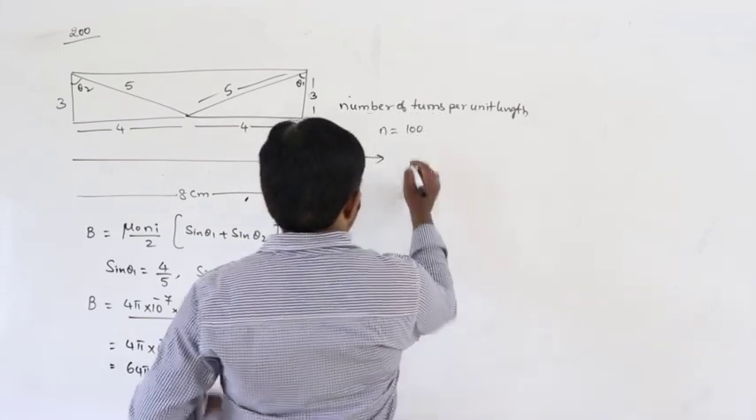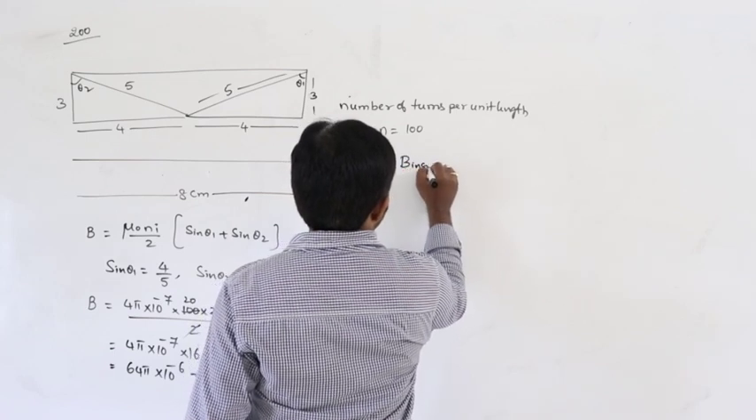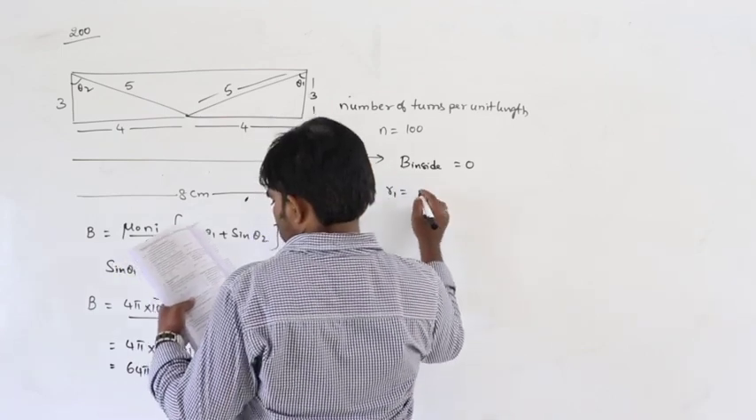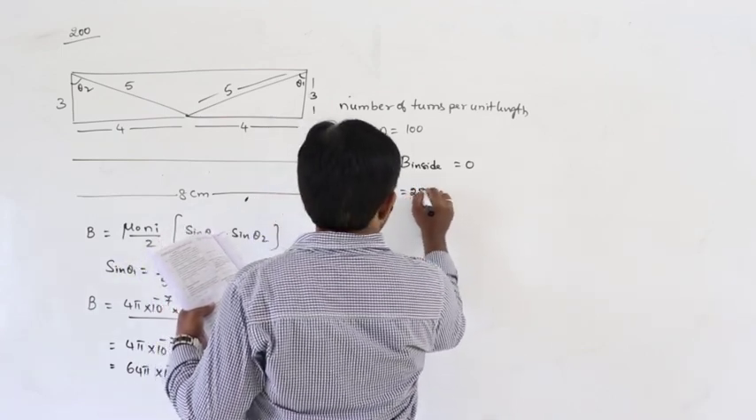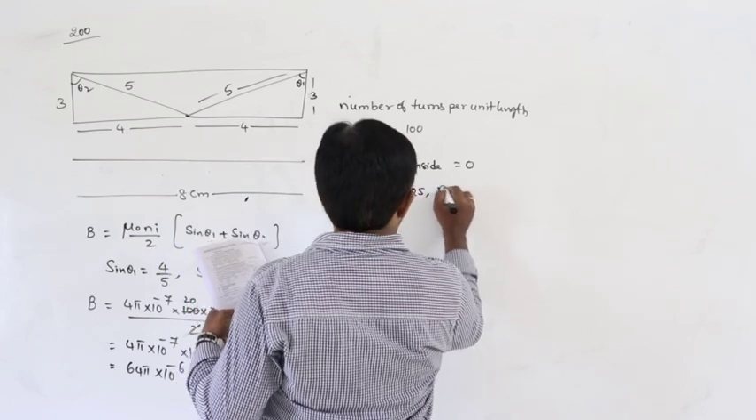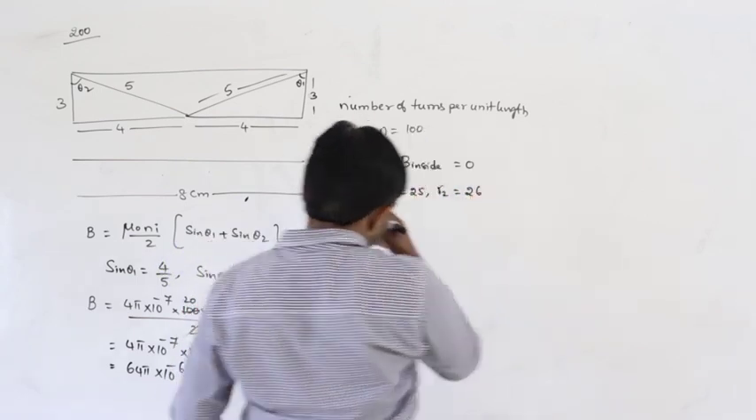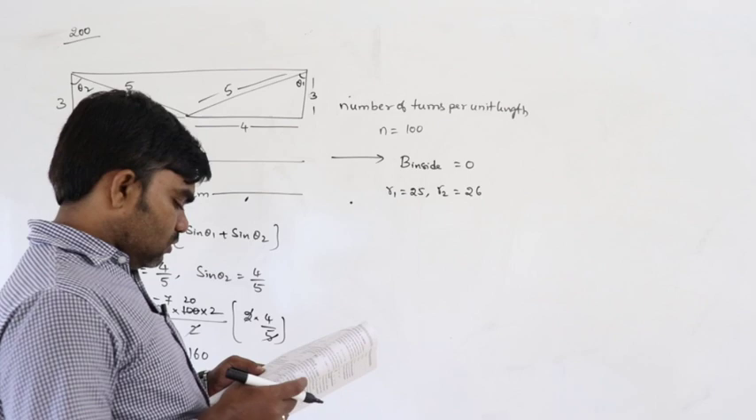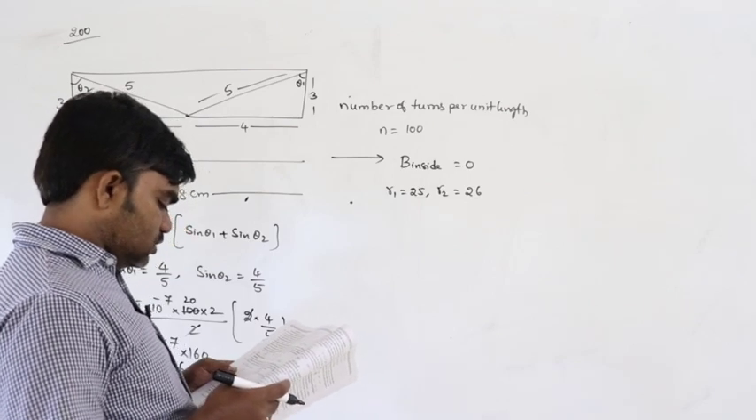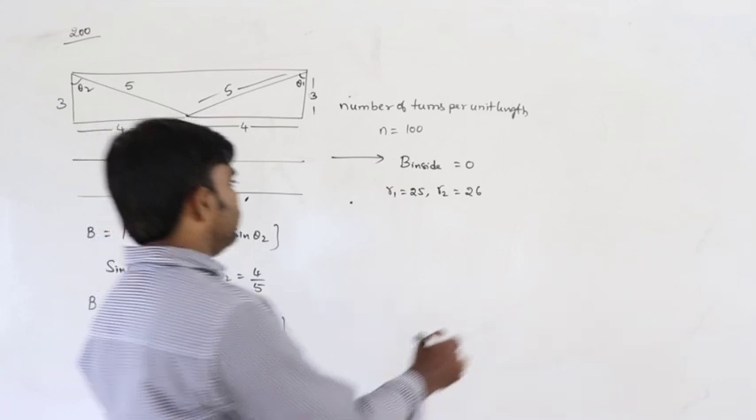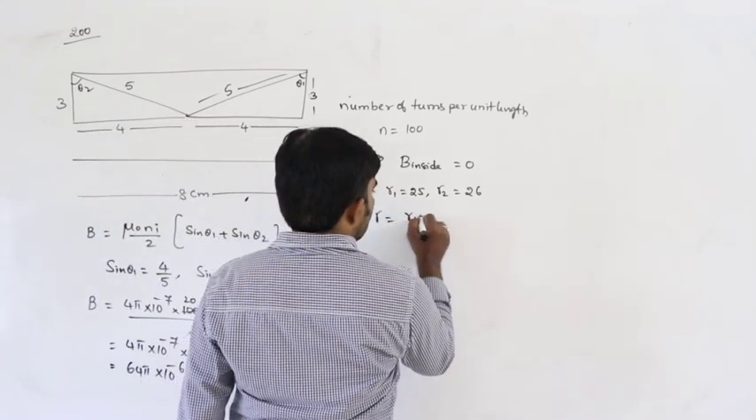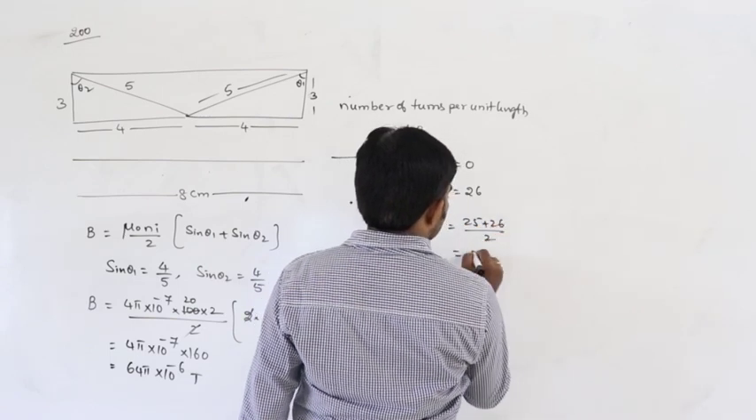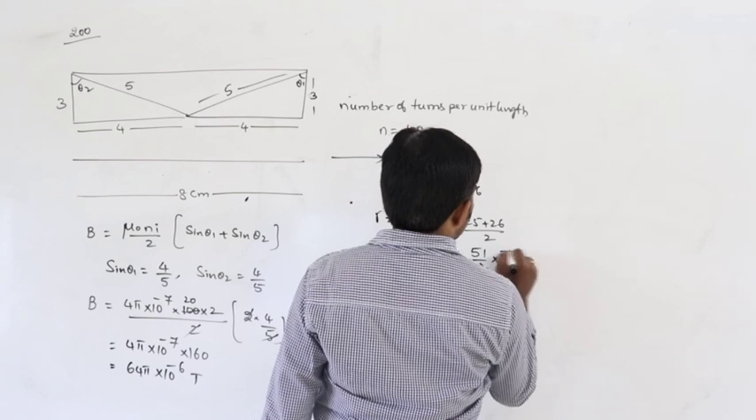Midpoint of the windings. First condition, definitely B inside the cavity must be 0, no doubt about that. And inner radius R1 is given as how much? 25 centimeters. And outer radius R2 is equal to 26. Now midpoint of the windings means the mean radius is R1 plus R2 by 2. So 25 plus 26 by 2, so that is 51 by 2 centimeters, 10 to the power of minus 2.